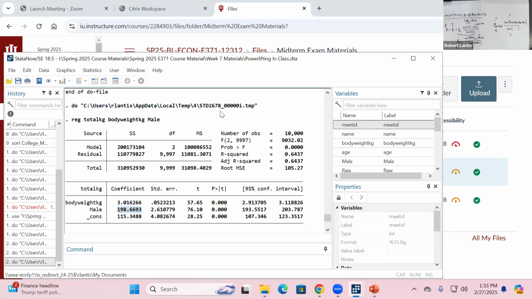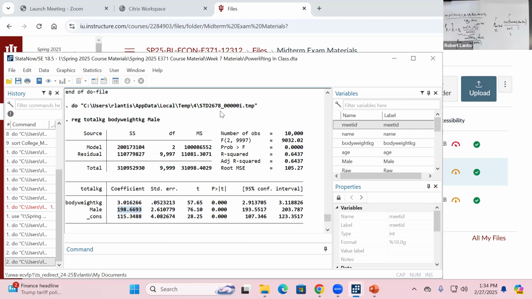It's going to be a 1 unit increase in my independent variable, or 1 kilogram. I will give you the units of the variable. So the way I interpret this coefficient is a 1 unit increase in X, so 1 additional kilogram of body weight, would predict that the total amount lifted goes up by 3 kilograms. So every kilogram heavier the person is, we would expect they lift on average 3 kilograms more.